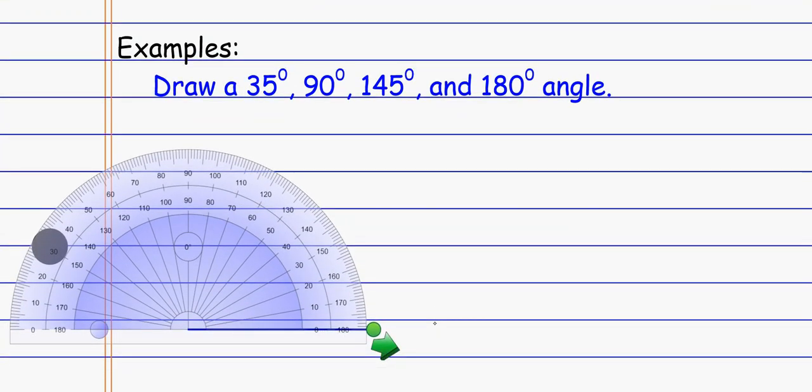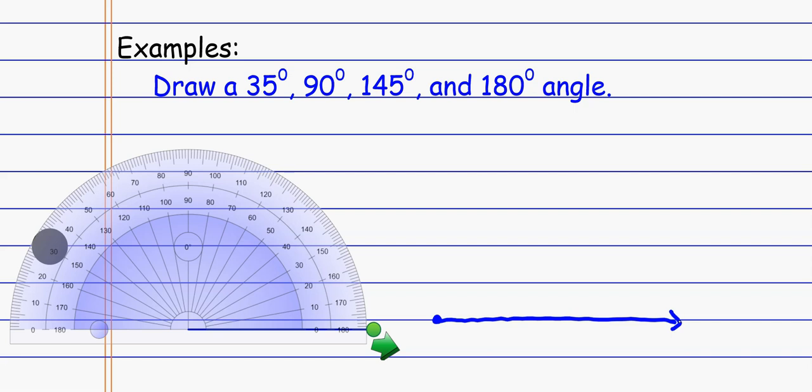And now let's use the protractor the other way. We're going to use this to actually draw some of these things. So if I wanted to draw an angle, again, start with a ray. So use a straight edge to draw a ray. I'm using the line on my paper as my straight edge right now.